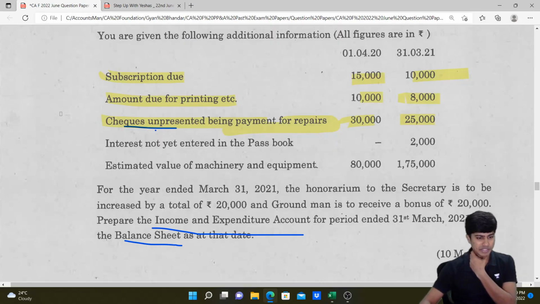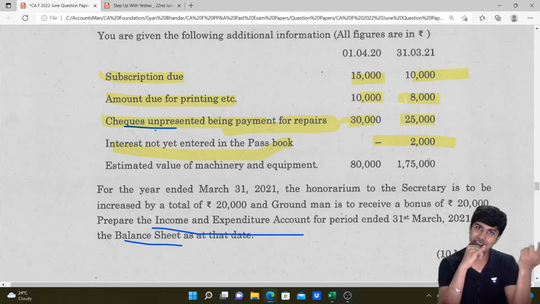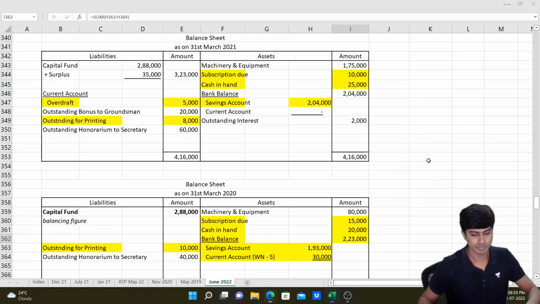What part of the question is pending? There is interest not entered in passbook. It is entered in cash book, no. So no need to adjust cash book balance. So 2,000 rupees is there. So what do we do? This will become income. Adding to income and expenditure, it will become an asset because it's not yet received.